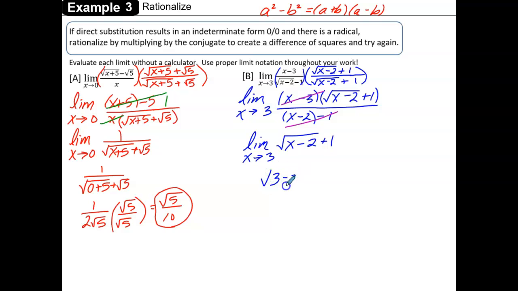So under the radical, we'll have 3 minus 2. And then that evaluates to the square root of 1 plus 1. And the square root of 1 is 1. 1 plus 1 is 2.